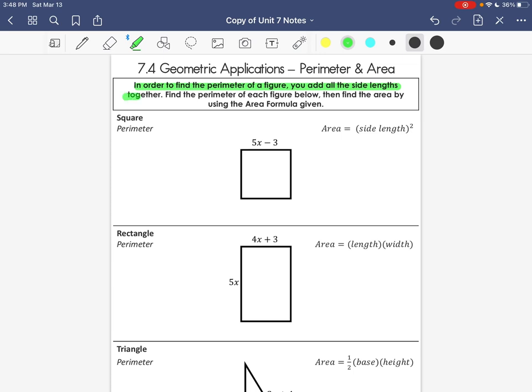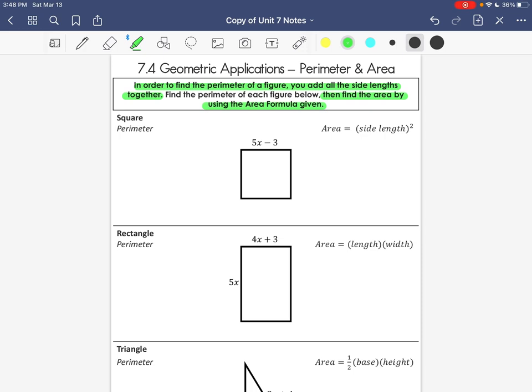and then we're going to find that perimeter first, and then you're going to find the area using the area formula that has been given to you. So I'm going to teach you guys a shortcut.